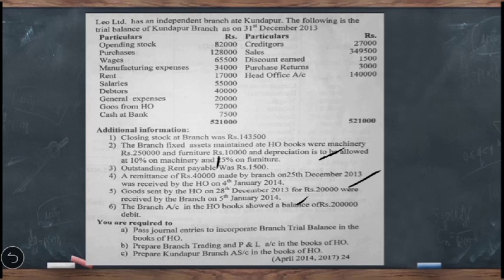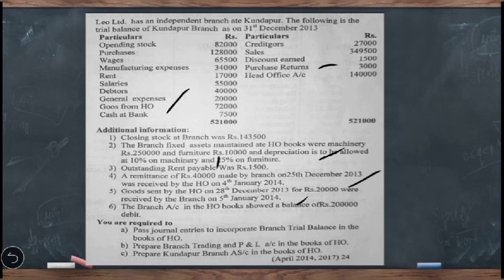Let's see what is the information given in this question. We have to write opening stock of 82,000, purchases 1,28,000. From that, we have to deduct purchases returns of 3,000. We have to write only 1,25,000 net purchases. Then wages we have to include 65,500, manufacturing expenses 34,000. Then one more item, that is goods received from head office 72,000. So these are the total debit items which we have to incorporate in the first entry.